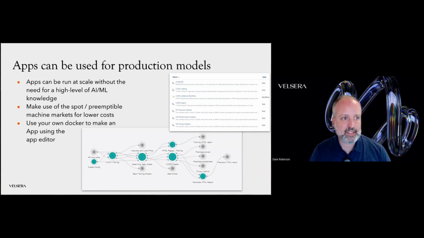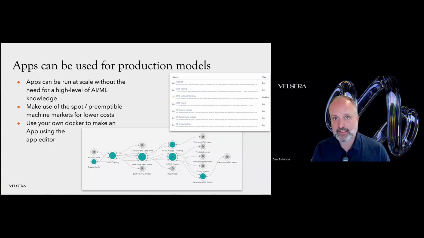Another great thing about the apps is that you can use lower cost machines, which I'll talk about. And really all that's required is that you find a Docker that you trust, either from Docker Hub or make one yourself. And you can use the workflow editor to stitch these steps together. The image I'm showing down here is one of the workflows in the chest imaging platform, and this actually goes from training to model selection to prediction and reporting.